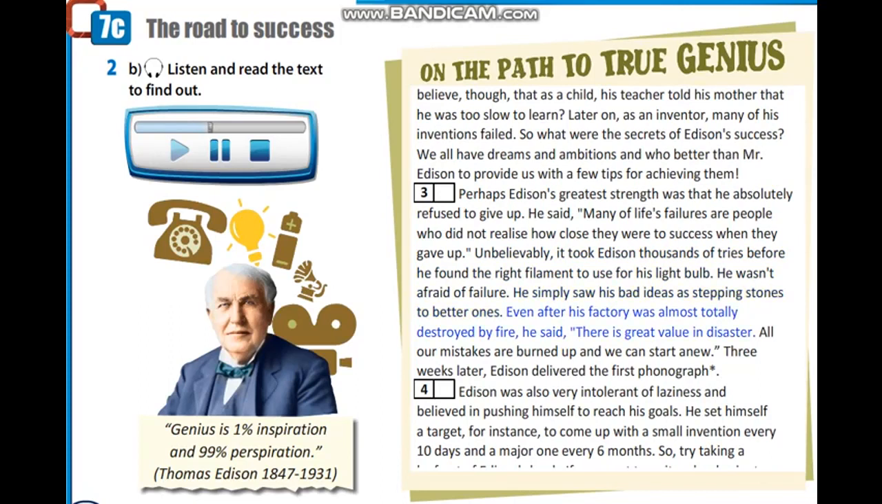Even after his factory was almost totally destroyed by fire, he said, "There is great value in disaster. All our mistakes are burned up, and we can start anew." Three weeks later, Edison delivered the first phonograph.